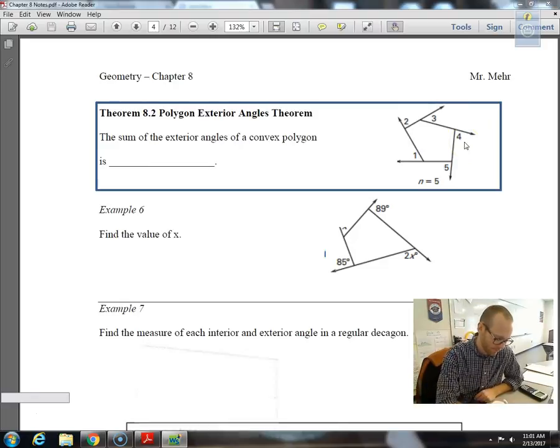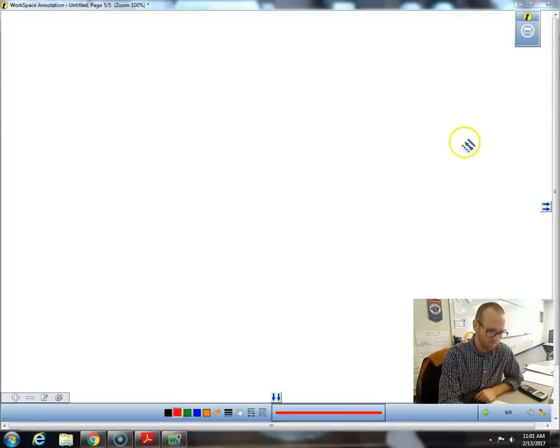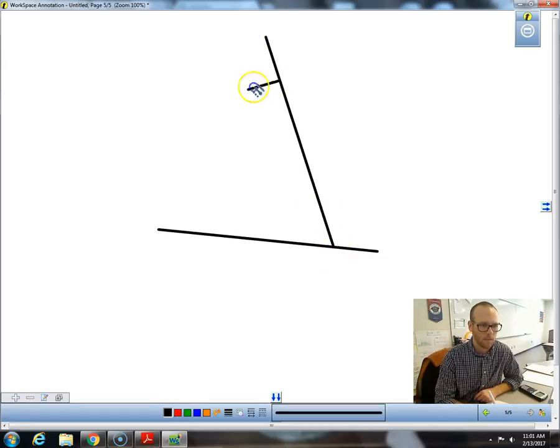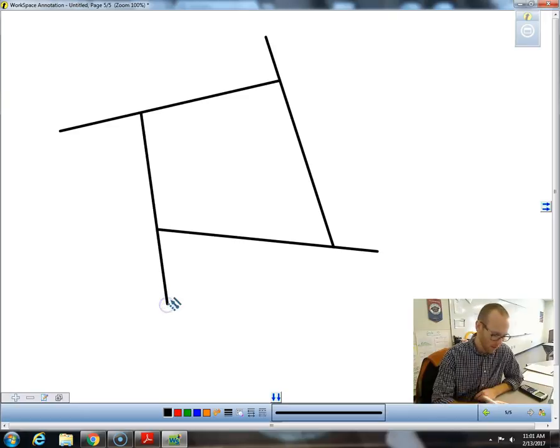Well, I've got an idea. Let's go here. I'm going to start with a quadrilateral. I'm going to do the same thing. I'm going to extend each side once, and I'm going to look at the exterior angles. I'm going to shade this one in.